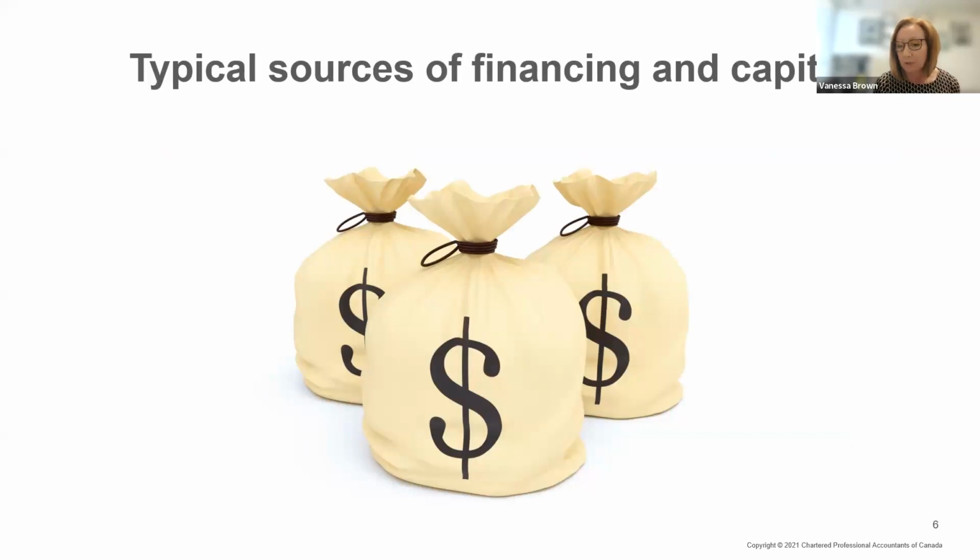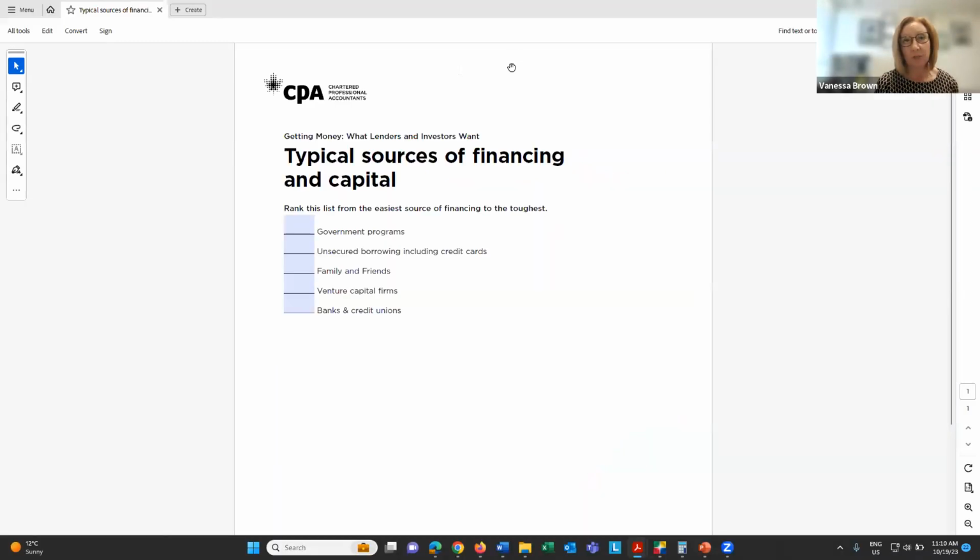So what are some typical sources of financing, and how would we rank them in terms of the ease to get? I'm just going to pop up this other document that will come out to you separate from the PowerPoints. So here are 5 of the main sources of financing. And the question is, rank these from the easiest source to the toughest source.